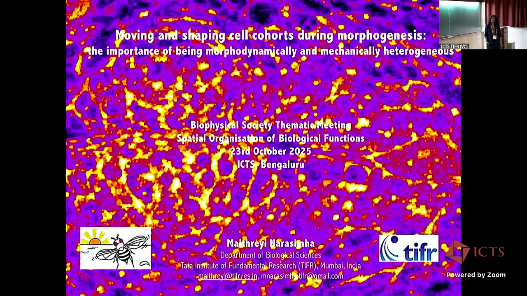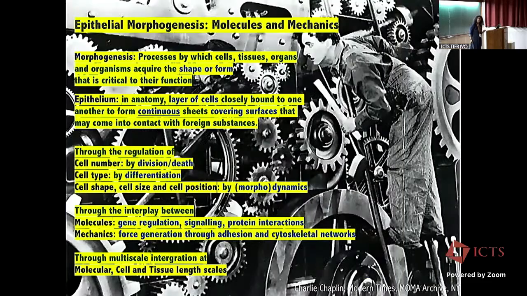So what I'm going to talk about is how we move and shape groups of cells during morphogenesis. And I hope I'll illustrate to you the importance of being morphodynamically and mechanically heterogeneous. We're broadly interested in the lab in looking at what we call morphogenesis, a term that refers to processes by which cells, tissues, organs, and organisms acquire the shape or form that's critical to their function.